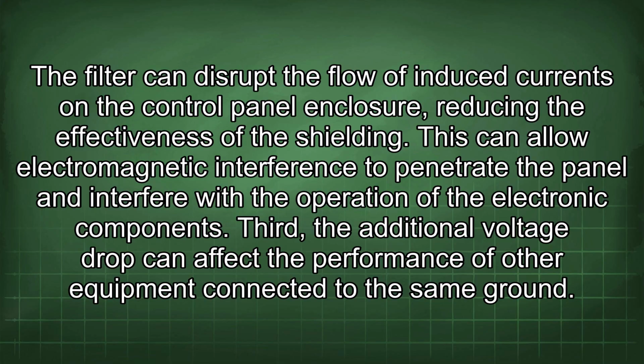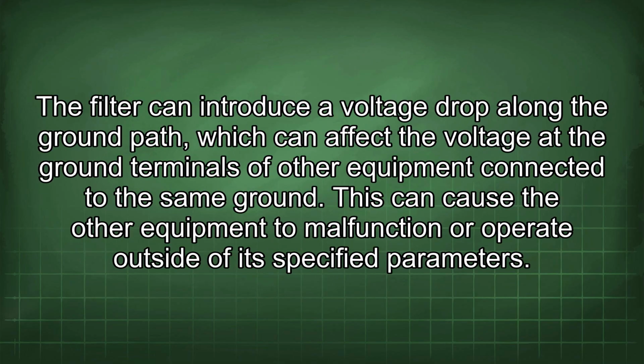Third, the additional voltage drop can affect the performance of other equipment connected to the same ground. The filter can introduce a voltage drop along the ground path, which can affect the voltage at the ground terminals of other equipment connected to the same ground. This can cause the other equipment to malfunction or operate outside of its specified parameters.